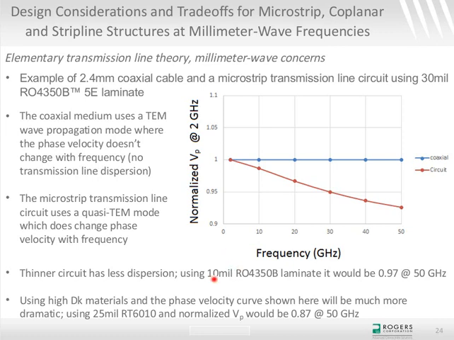However, if you use the same material and make it 10 mil thick, much thinner, you actually improve the situation a lot. And now the phase velocity is only 0.97, so that's a big improvement. It's getting closer to the coaxial, which is what you want. If you go even thinner, that's improved more.